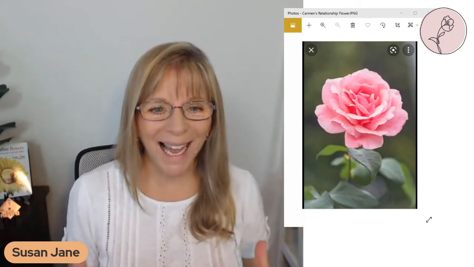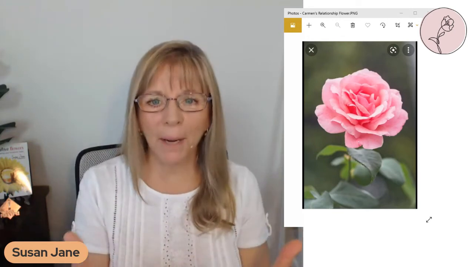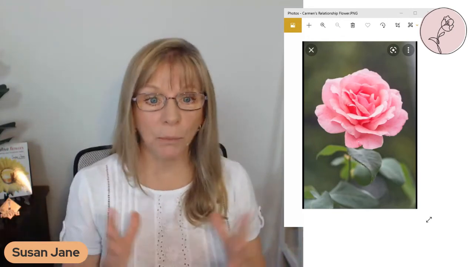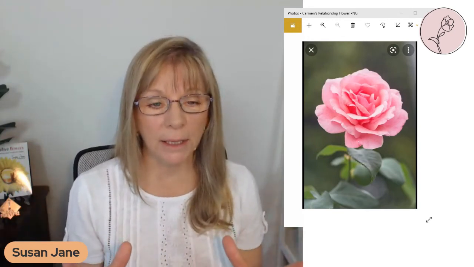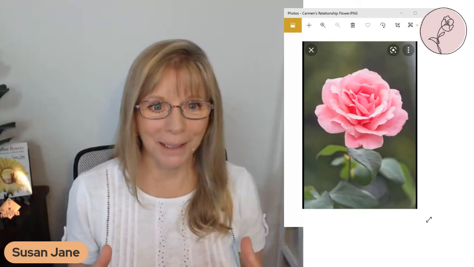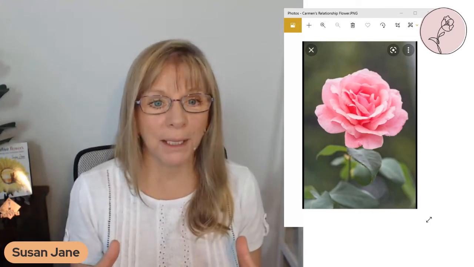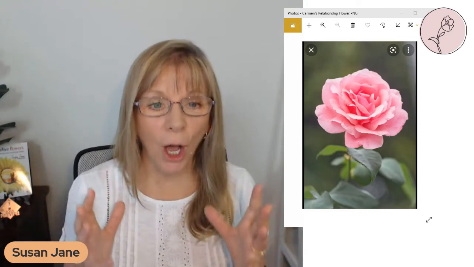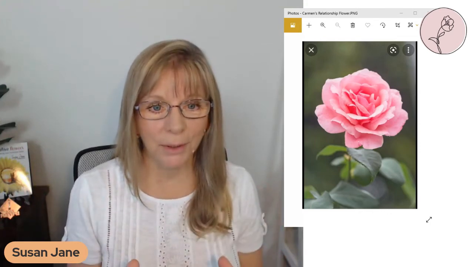And my heart center, my opening up my heart, when we think about the rose and what the heart center looks like. When you're opening up, it's not always pretty. It doesn't have to be pretty, but it is open and it is real.